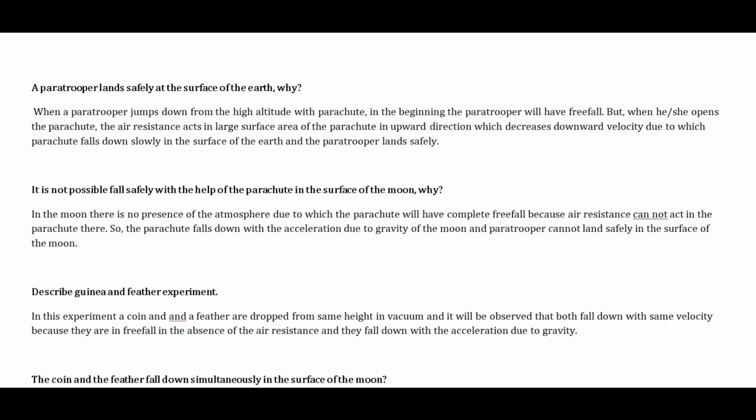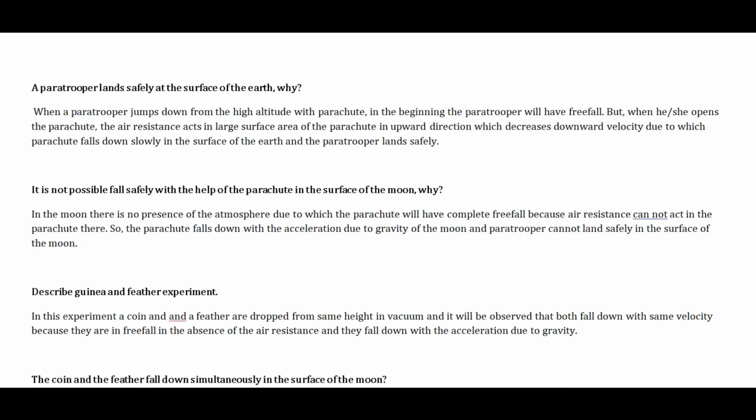Now the next reasoning question: it is not possible to fall safely with the help of a parachute on the surface of the moon. What is the reason behind this? On the moon there is no presence of atmosphere. That means there is no presence of air and air resistance. And when a paratrooper jumps down from a high altitude onto the surface of the moon, even if the paratrooper opens the parachute, what will happen? There is no air resistance which will act on the parachute.